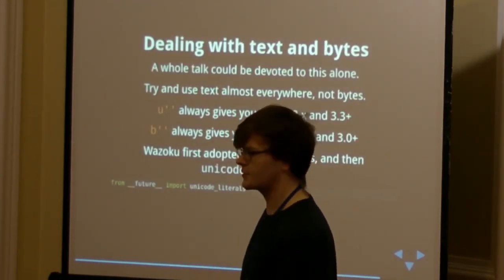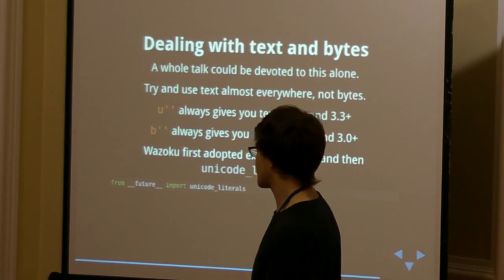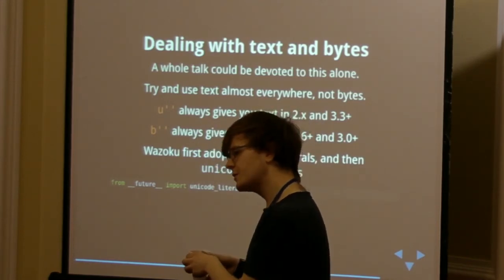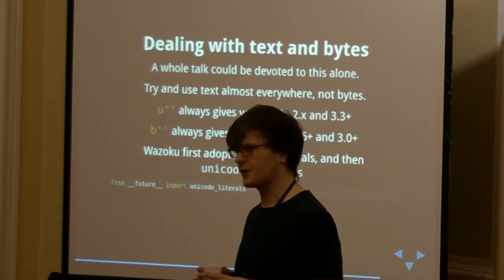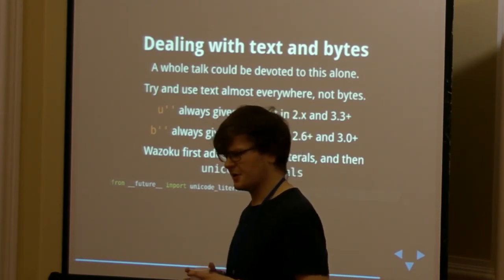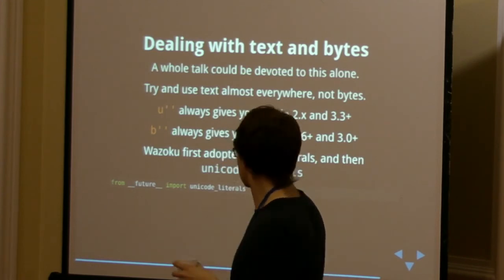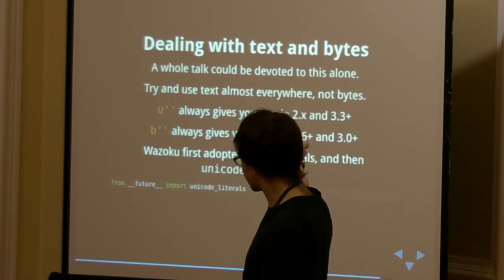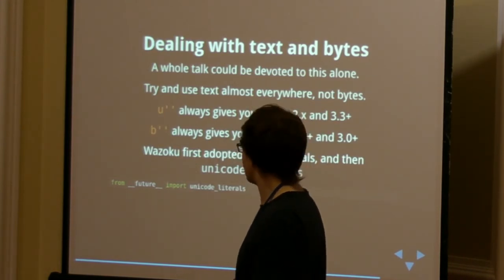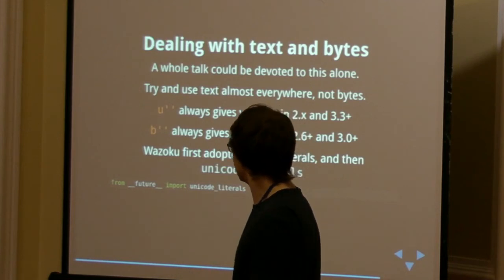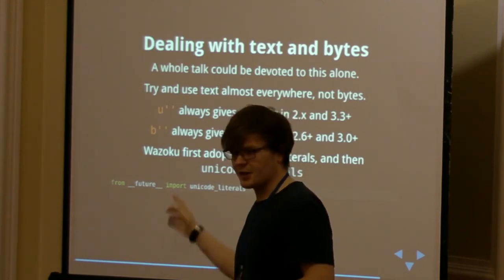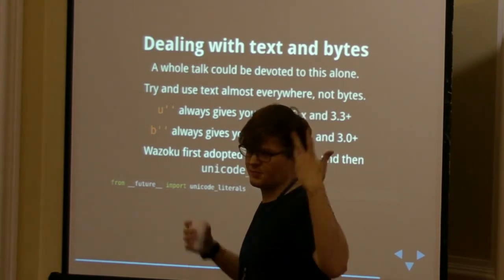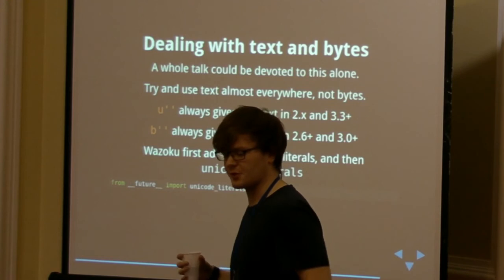This could be an entire talk on itself. It's a huge subject. I'll barely scratch the surface, but really try and use text as much as you can, not bytes. If you're working with, say, web application software, not something like an IRC client, try and stick to mostly text. The u prefix will always work for Unicode in 2.x and 3.3 onwards. b is available pretty much everywhere. We tried using explicit byte literals for all of our string values first, but later went to Unicode literals, as we got closer to actually getting Python 3 support in those things.